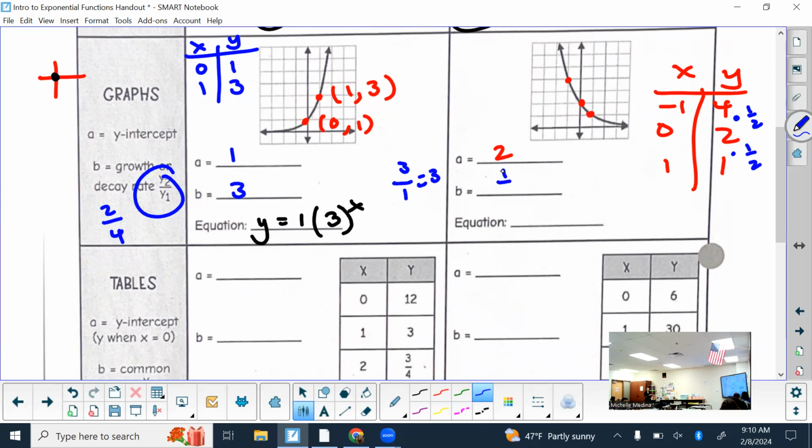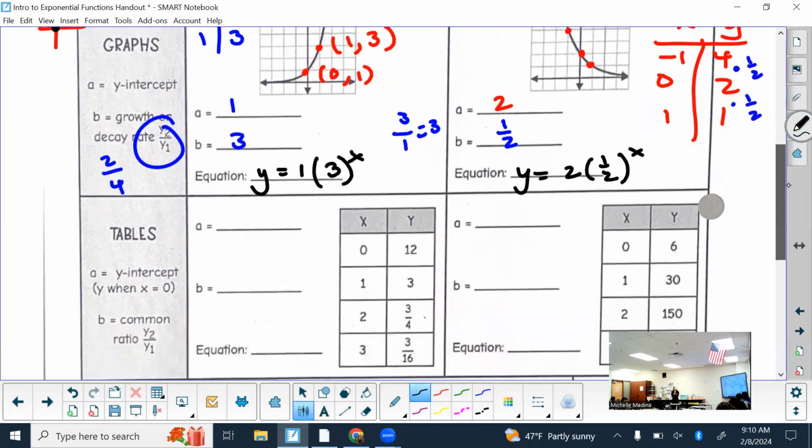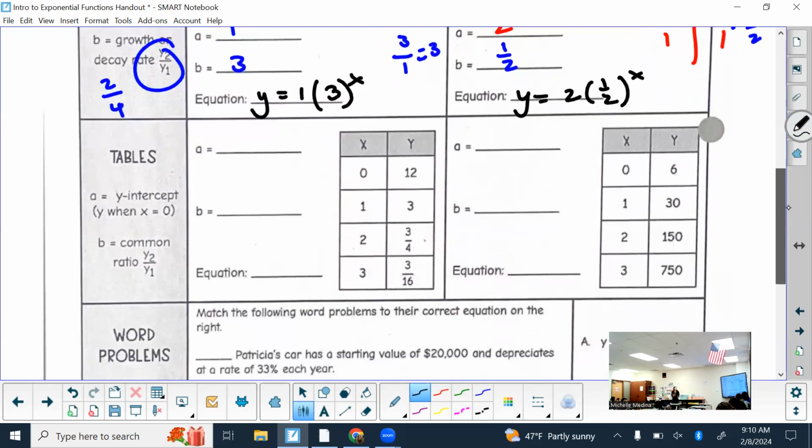Another one. And it is decaying, so I should have a b that is smaller than 1. Right, for the equation, put it together. Y equals 2 times 1/2 to the x. Yeah. Good on that.